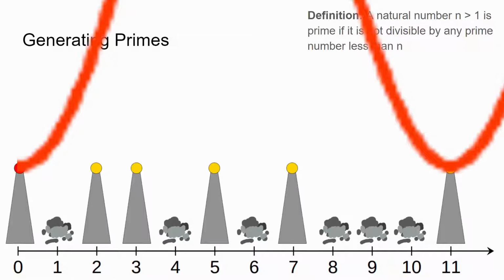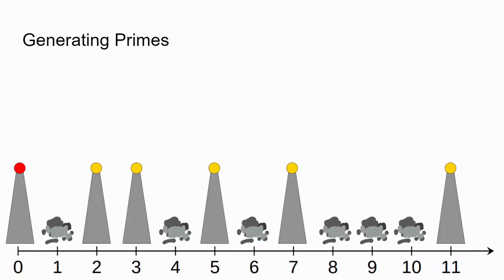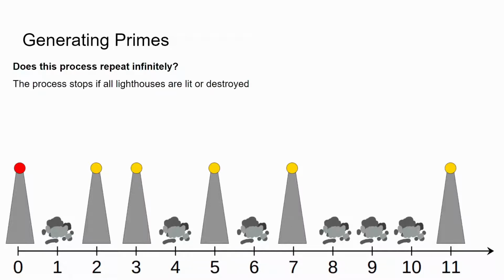Now let's answer the question, does this process repeat infinitely? This process stops if all lighthouses are lit or destroyed. We know that if this process repeats infinitely, that means there are infinitely many primes, because at each step of the process, we light up one lighthouse on the coordinate of a prime number. So if we prove that this process repeats infinitely, that means we proved that there are infinitely many prime numbers.